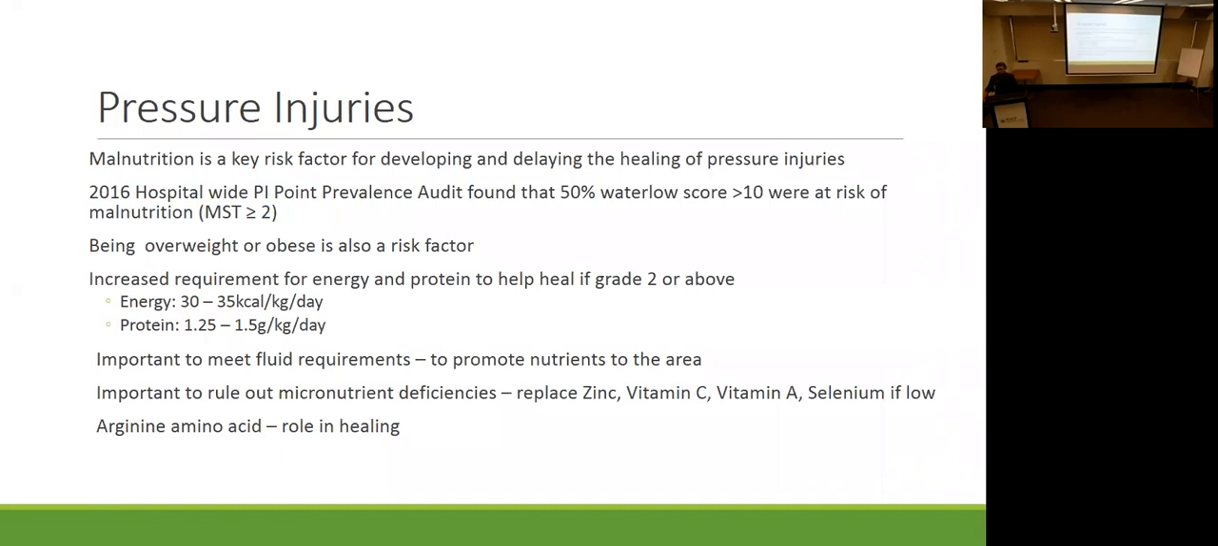One thing to keep in mind though, what do we do if a patient is overweight or obese and they need this extra energy and protein to heal their pressure injury? It's very challenging because I guess the clinical priority there is to heal that pressure injury. So at times they will gain weight and that's unavoidable. But it's very challenging to get the protein up, to get the energy up and not gain weight. So just to keep that in mind.